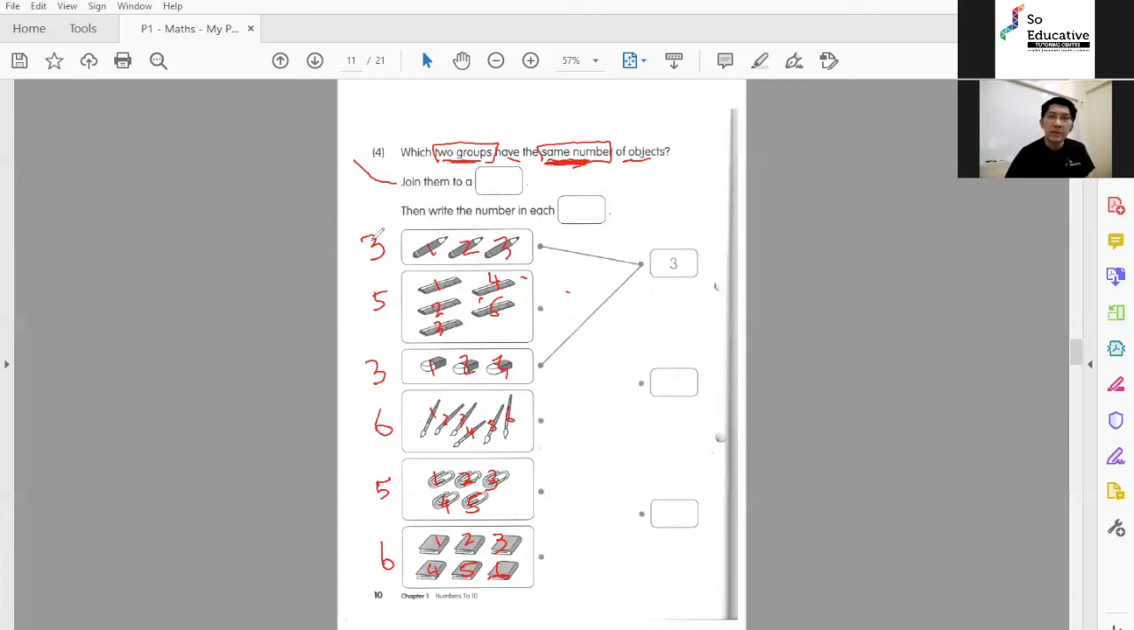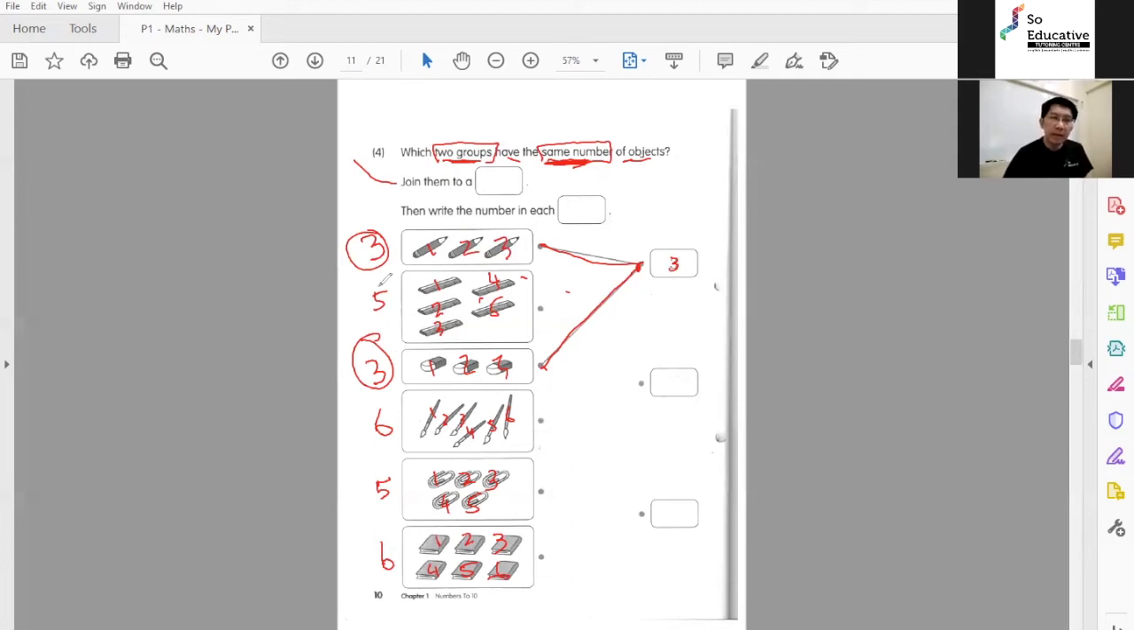Now, as you can see, this one and this one are the same. Let's look at the question again. Which 2 groups have the same number? The question is asking us which 2 groups have the same numbers. So the first one and the third one, the pencils and the erasers. That is why we are joining those 2 boxes to this box. And in the box, we write down 3 as the example is given to you.